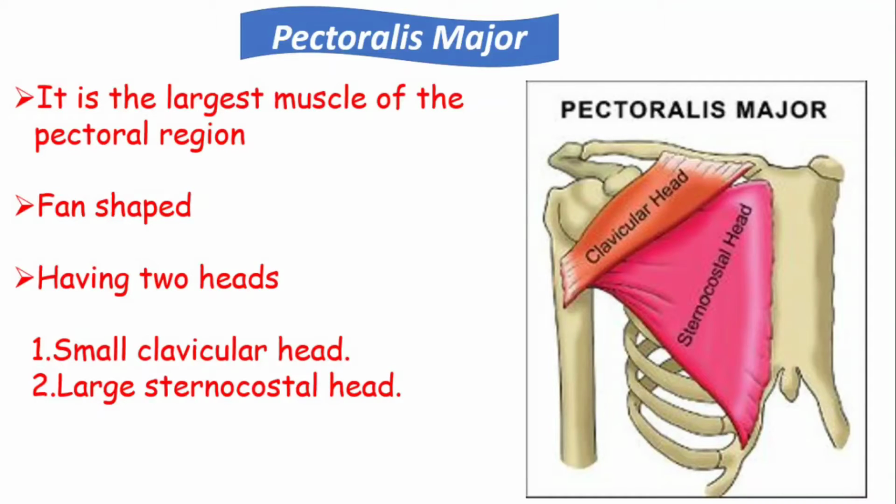It is thin and fan shaped. It has two heads, a small clavicular head and a large sternocostal head. The clavicular head becomes prominent on lifting a heavy rod, that is, flexion of the arm at 90 degrees, and the sternocostal head becomes prominent on depressing the rod, abducting the arm to 60 degrees.